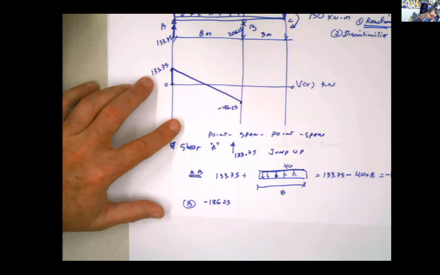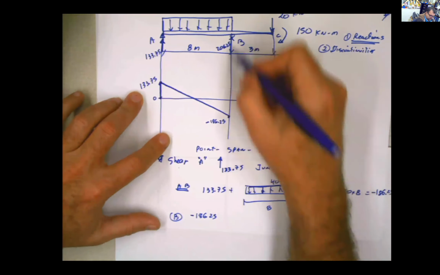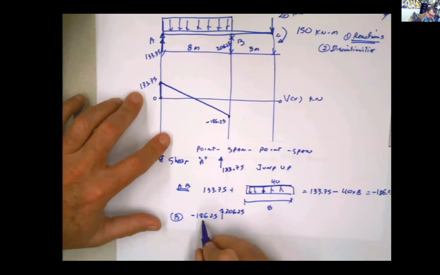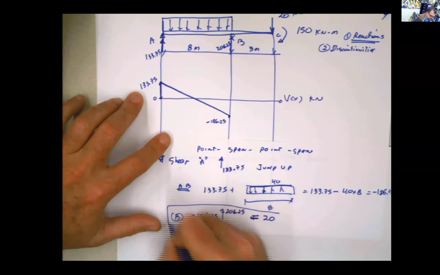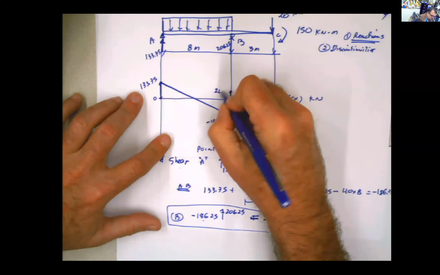And then you ask, is there any concentrated shear force at point B? Yeah, of course, the reaction, which is this one, 206.25. So negative this plus this is going to jump up to 20. That means that from here, this is going to go up to 20.